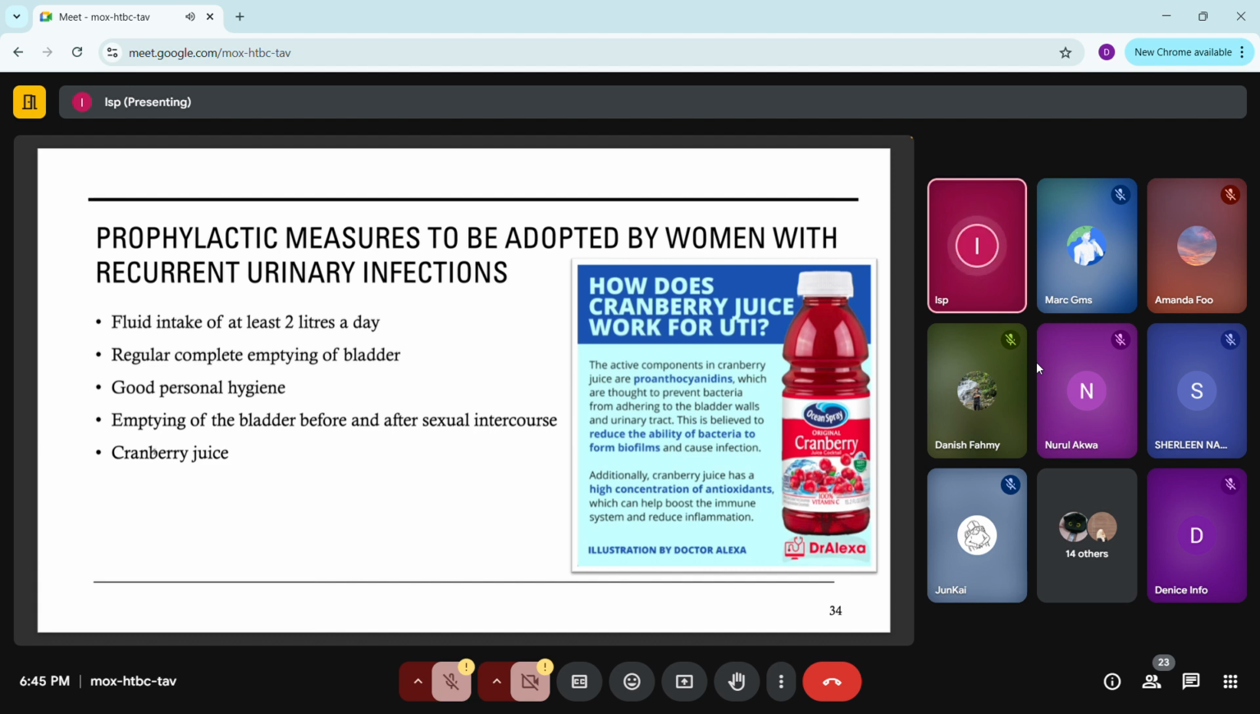Another thing that is popular in the European countries is cranberry juice. It's not commonly available in Malaysia. Where do you find cranberry juice in Malaysia, right? So cranberry has antioxidants and also proanthocyanidins, which are thought to prevent bacteria from adhering to the tracts and can reduce the formation of biofilms. So this helps to prevent recurrent UTI. It's commonly adopted advice given in overseas patients, but not much in Malaysia because it's not commonly available.